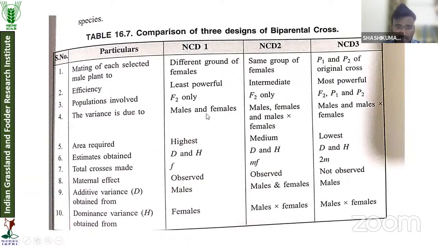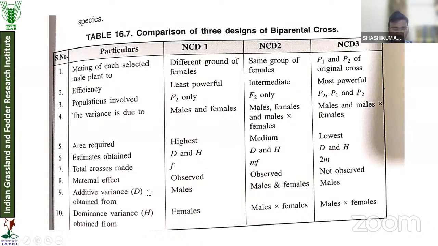Here variance is calculated for males and females. In NCD2, for males, females, and also male into female. Here, male and male into female. Area required is more, as NCD2 requires many crosses. Here we estimate the same additive and dominance variance. The total crosses made is the number of males and number of females. Here, male into female, the number of males into females will give the total number of crosses. Here it is 2, because P1 and P2 are used, so 2 into the number of males used will give the total number of crosses.